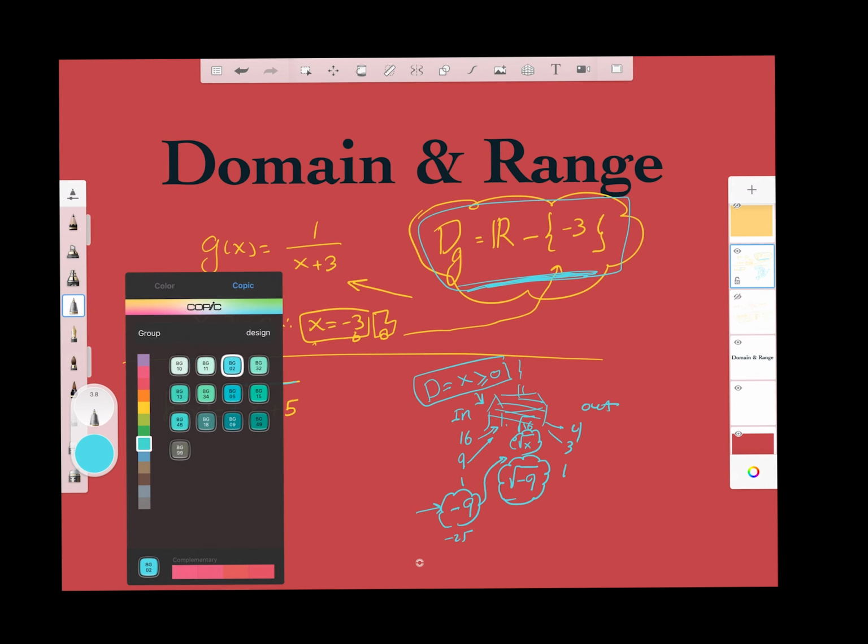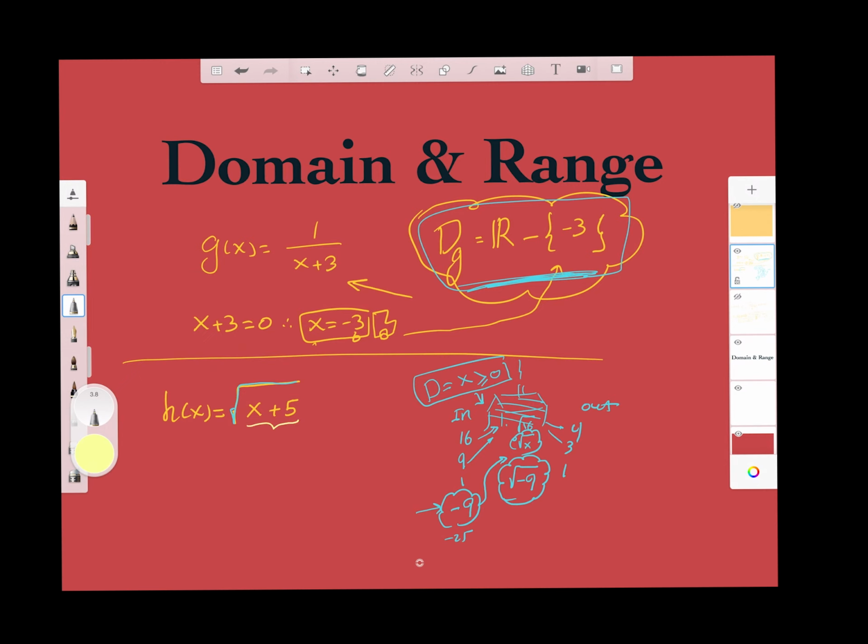So inside of the radical has to be non-negative. We're going to say x plus 5 is greater than or equal to 0, because we can have 0 in the radical. Then we're going to solve for x. We have x greater than or equal to -5, and this is actually the domain.